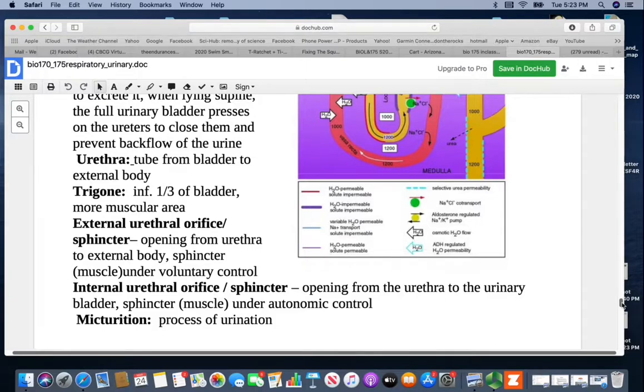So for females, these muscles here do tend to weaken with hormonal changes. For a lot of women, it will be noticeable even during pregnancy and after giving birth that they just aren't able to hold the urine as long.